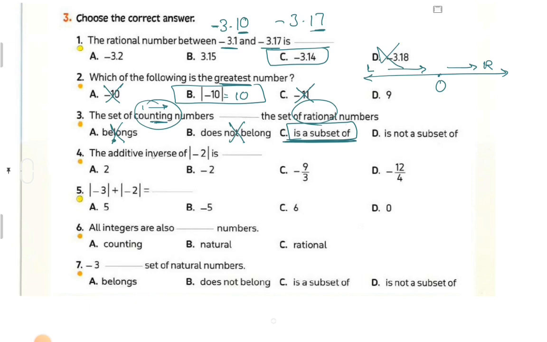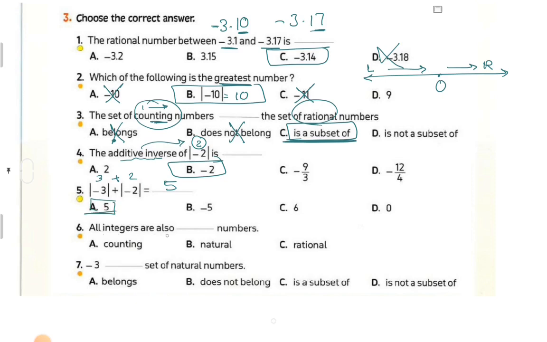The additive inverse means the opposite. Absolute value of negative 2: first, absolute value of negative 2 equals 2. What is the additive inverse of 2? It is negative 2. Absolute value of negative 3 equals 3, plus absolute value of negative 2 equals 2. 3 plus 2 equals 5.